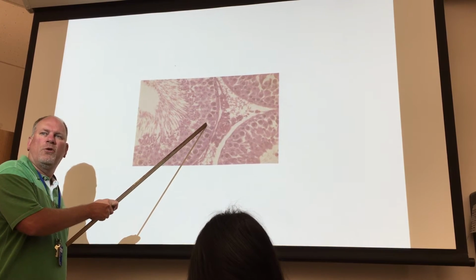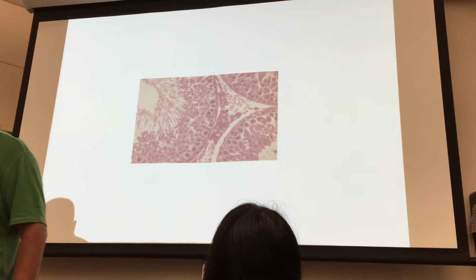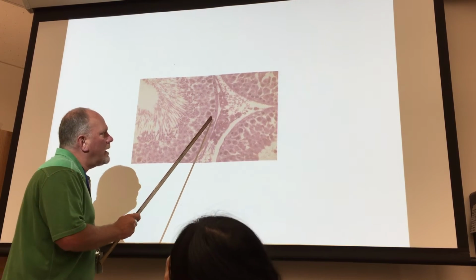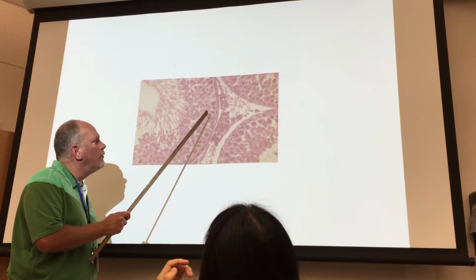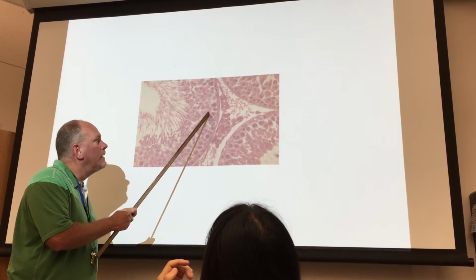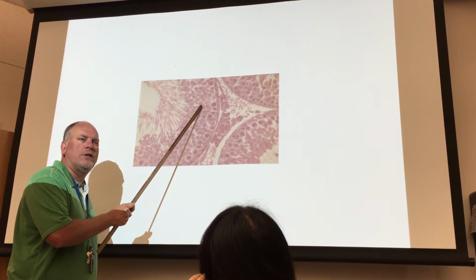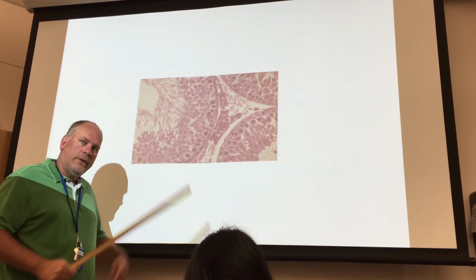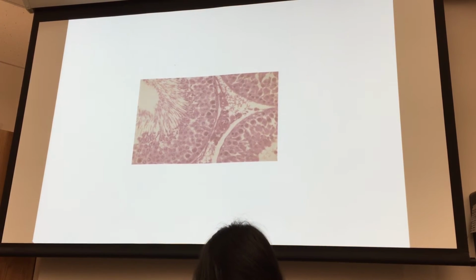Spermatogonia has how many chromosomes? 46. Now, as it goes through the process of spermatogenesis, it will form a primary cell and eventually a secondary cell. The secondary spermatocyte has how many chromosomes? 23. So I would probably write out spermatogonia 46, primary spermatocyte 46, secondary spermatocyte 23.